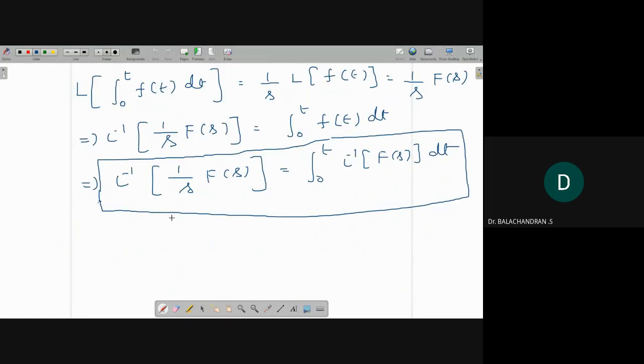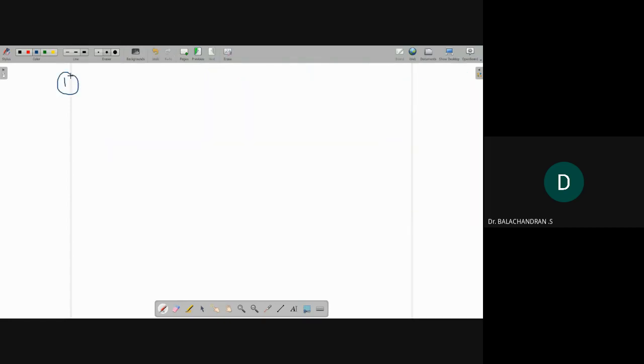So now we will solve some problems of this type using this result. First problem, L inverse of 1 by s into (s plus 2) whole cube.